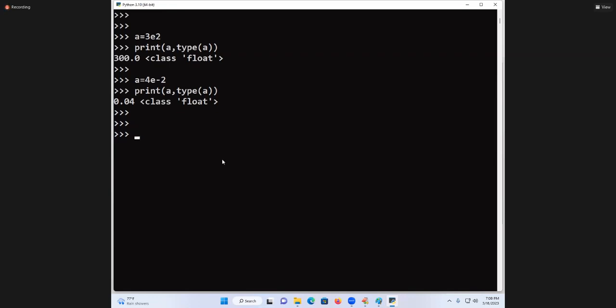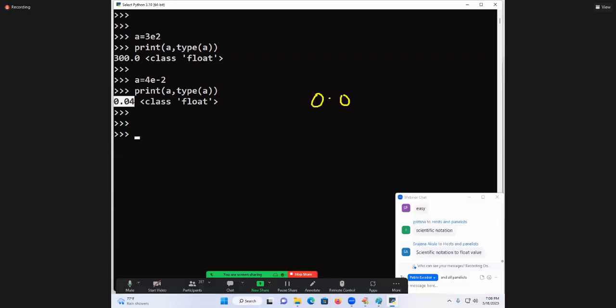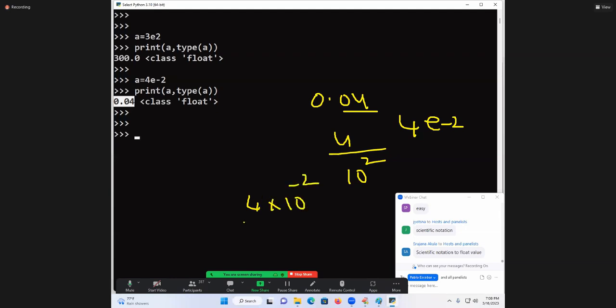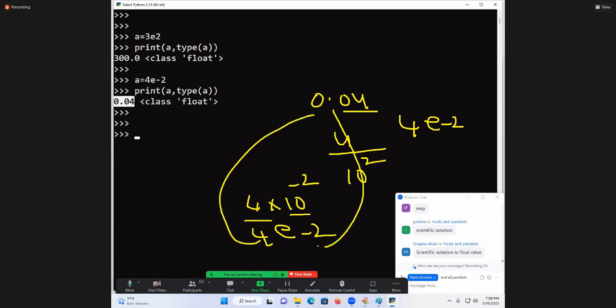Now I am saying, see my dear students, 0.04 can be written as 4 by 10 square, if you have a little schooling mathematics. And if I write it as 4E minus 2, what is this 4? The mantissa. What is this 10? E. What is this now? Minus 2. So converting this one, we get it like this.